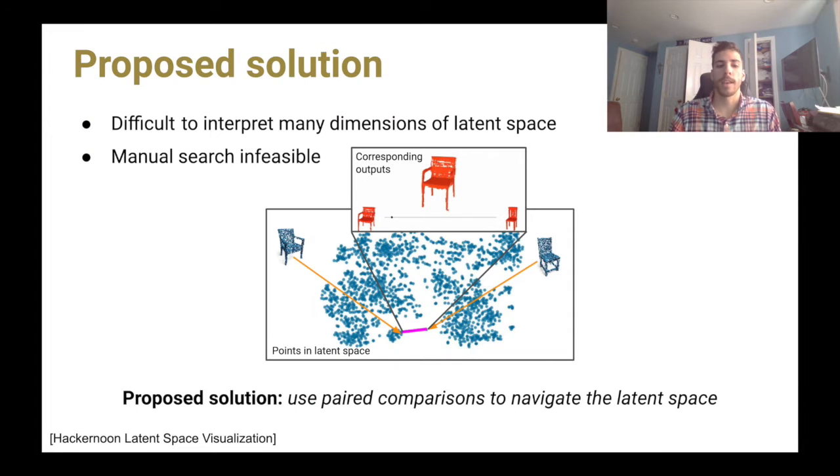So how does this all tie into our problem of finding a latent point that corresponds to a desired output? Our proposed solution is to implement the paired comparison approach to navigate this abstract latent space. It is very difficult to interpret the relationship between the latent space values and their outputs, and so paired comparison helps us navigate this region.